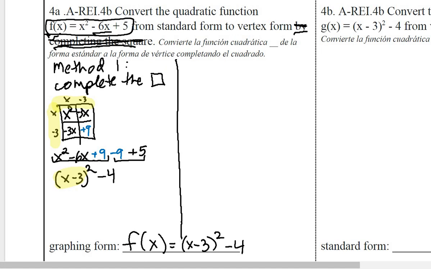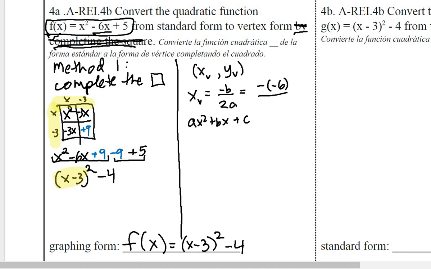Another way to do this is to find the vertex. And I can find the vertex using the fact that the vertex has an x component and a y component. Now the x component of the vertex is equal to negative b over 2a. And we have this in standard form, a x squared plus b x plus c. Here, negative b would be the negative of negative 6, and I divide that by 2a, where a is 1.